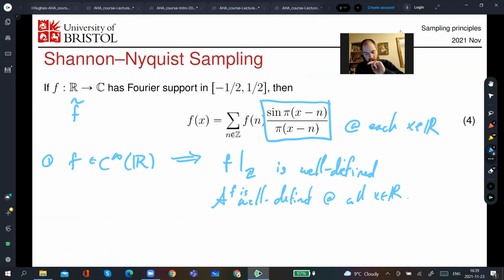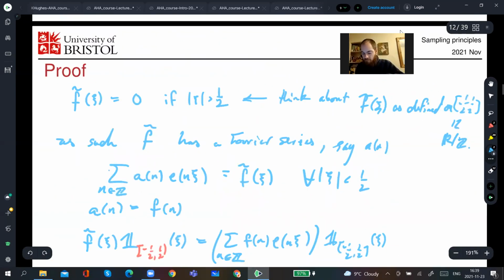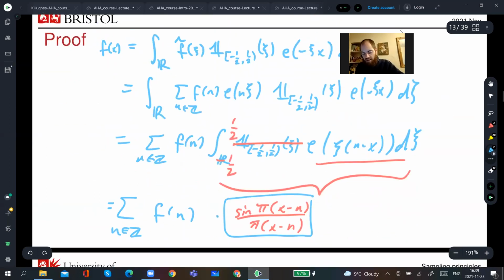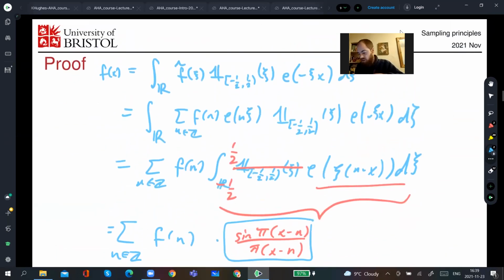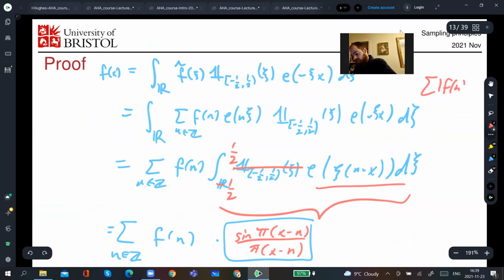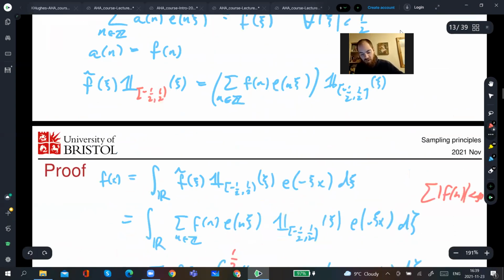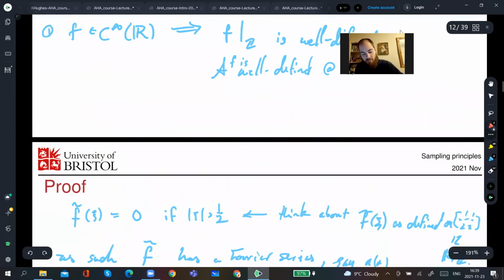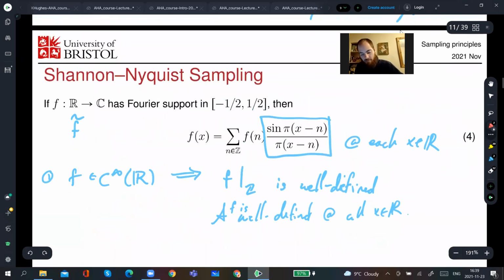Sorry, are you having trouble figuring out why sine pi x minus n over pi x minus n is less than or equal to 1? No. I want to know that in order to justify the order of integration, thank you for the question. I want to know that the sum of the absolute value of Fn is finite. I think I should have started with a function that wasn't L1 to begin with, which I don't think I said.